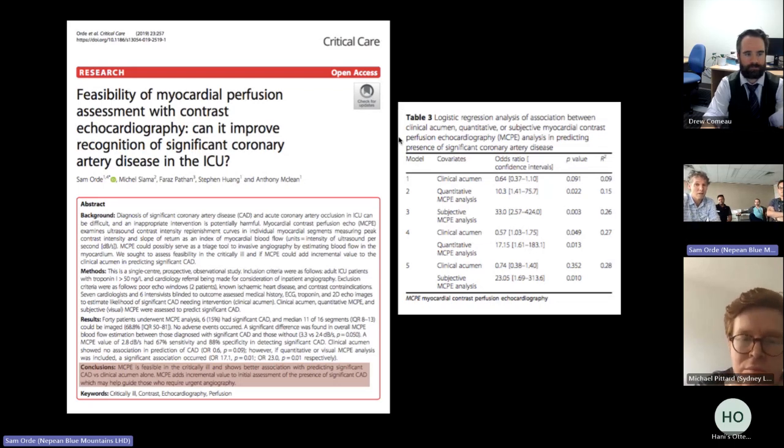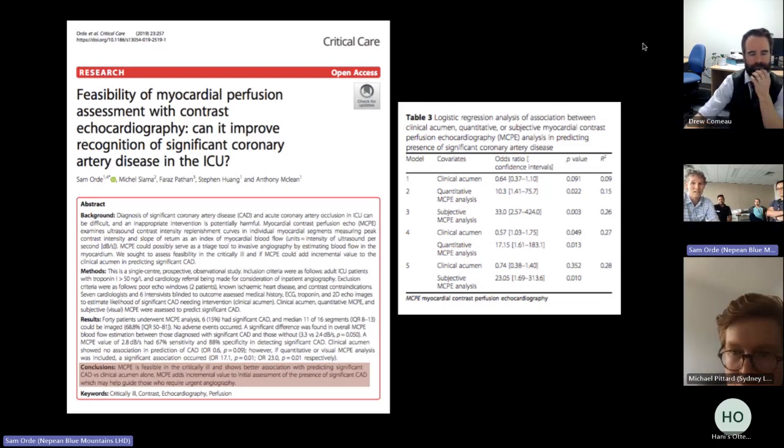But you add in the myocardial contrast perfusion analysis, and it started to help. And you were able in a significant manner to pick up ischemia or not. That was done with subjective analysis, which was pretty good. And if you do it with quantitative analysis, it was maybe a little bit better. But again, just a proof of concept that maybe it could be useful in the critical care context.